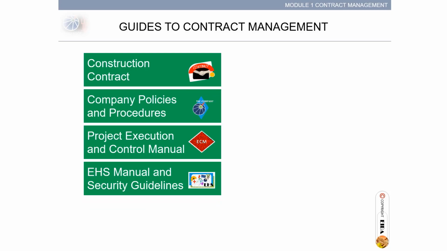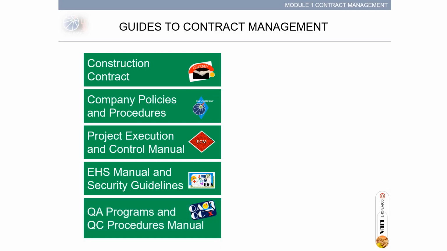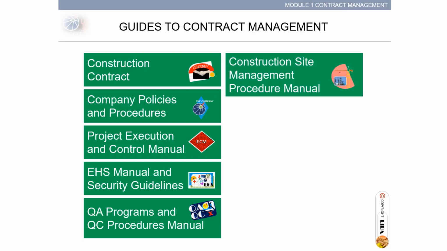Specific to health and safety, the government requires that these are in place and approved. For environment, it should be in place too. For security, there should be guides to secure the project. Quality assurance programs and quality control procedures manual to align to the agreed quality standards and processes. Sometimes, companies do not have this manual when normally this must be in place. Construction site management procedures manual should be readily available to ensure site administration are properly applied.